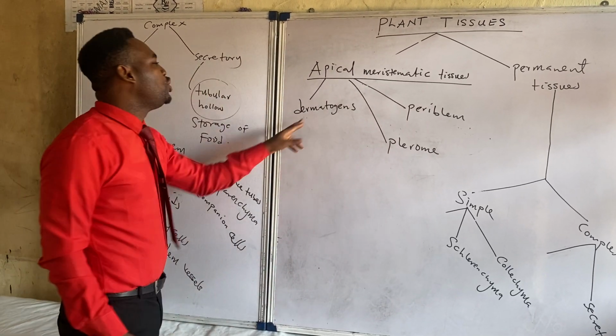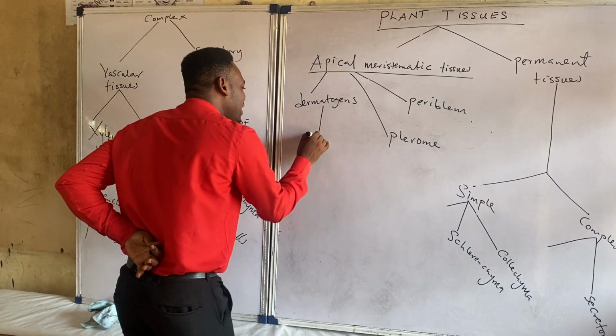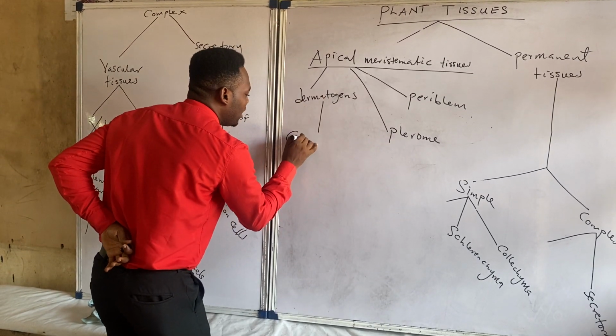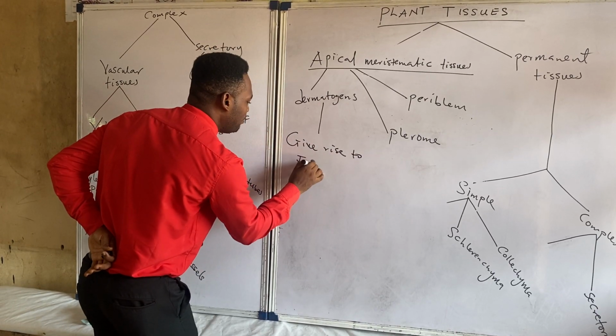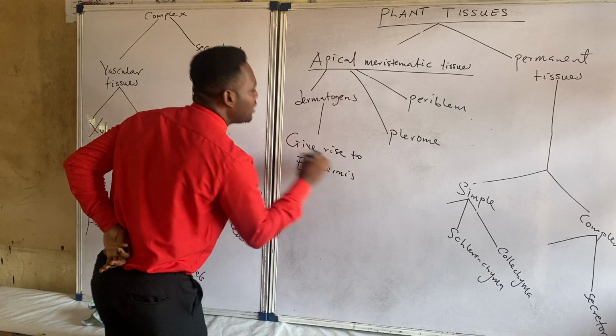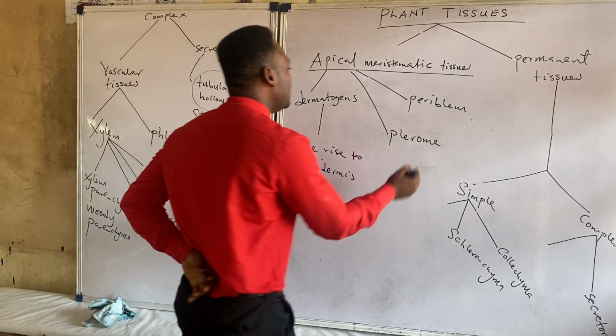The dermatogen cells give rise to what? They are the ones that give rise to epidermis. They give rise to the epidermis. What about the periblem?